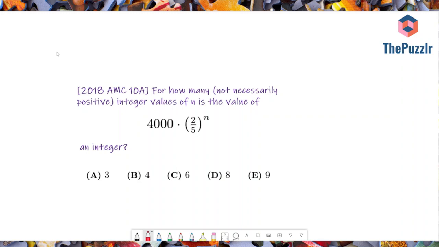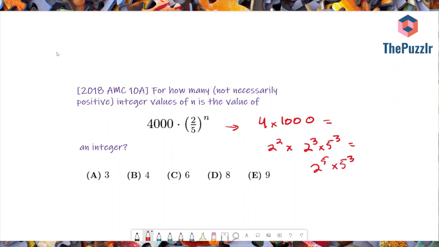Well, say n is positive, then we're dividing by some power of 5. It's going to be an integer as long as that power of 5 is a factor of 4,000. So what is the prime factorization of 4,000? Well, 4,000 equals 4 times 1,000. So that's 2 squared times 1,000, which is 2 cubed times 5 cubed, which gives us 2 to the power of 5 times 5 cubed.